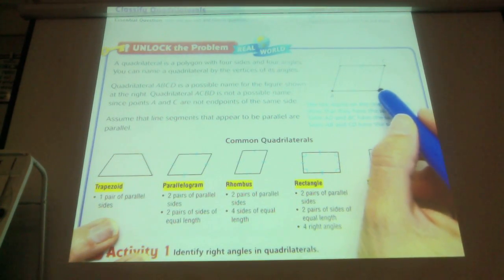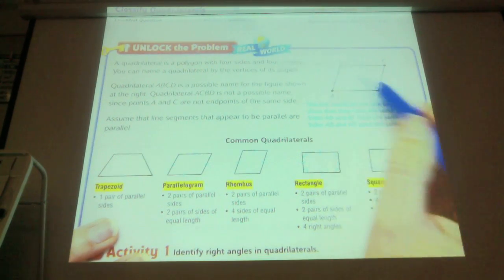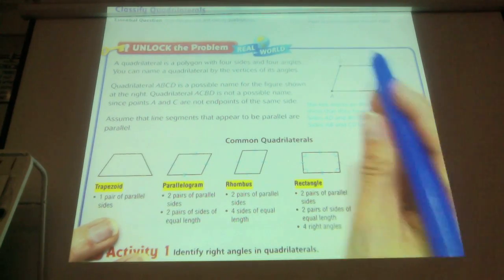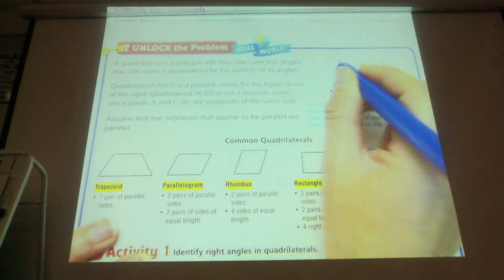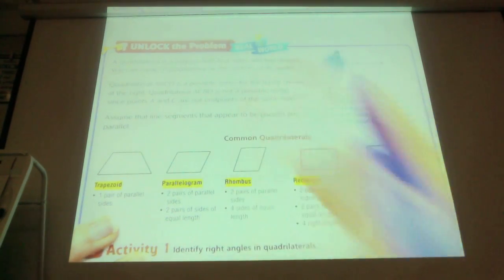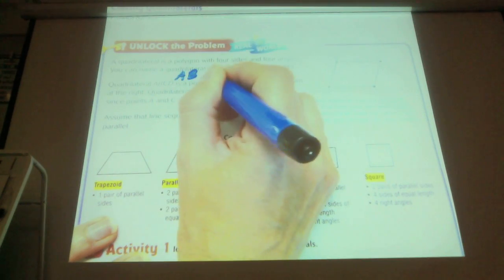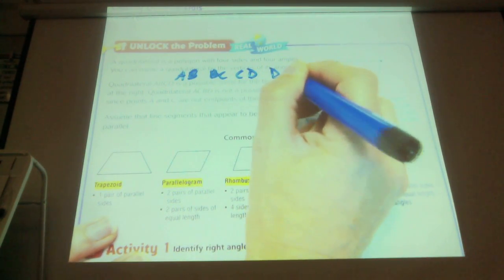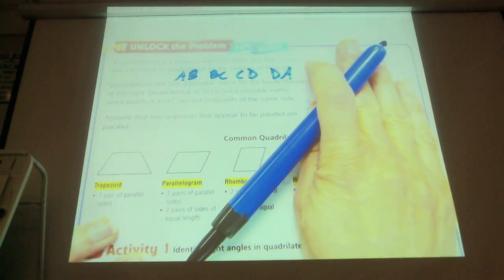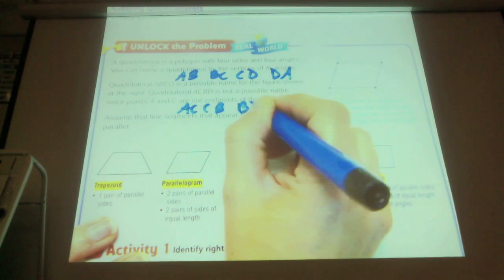I can start here and call it DABC or DCBA. But I can't skip across to name it. So I cannot say DBCA because that is not the order. We're not talking about DB and CA as two of our segments. This way, I don't even have to look at the quadrilateral, and I can tell that there's a segment AB, a BC, a CD, and a DA. I can tell in that quadrilateral that those are the segments that are in the quadrilateral without even looking at it. If I looked at this, I would think that there's an AC, a CB, a BD, and a DA.